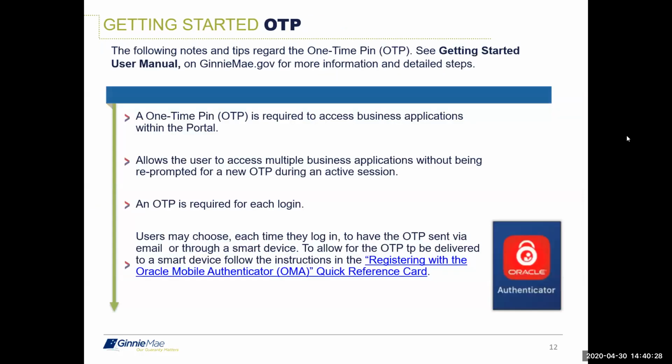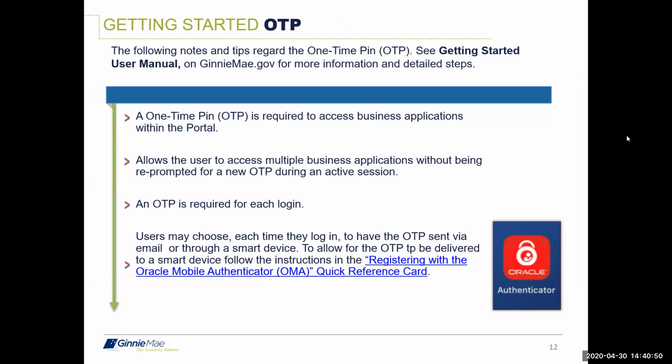So let's talk a little bit about the Oracle Mobile Authenticator. Now that we're going to start requiring an OTP in order to get into the portal, you have a couple options here. You can have that OTP delivered to your corporate email address, or you can have that OTP delivered to a smart device.